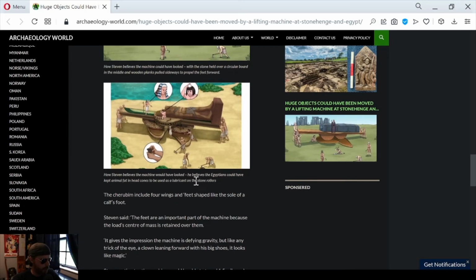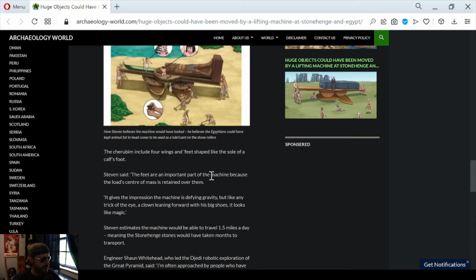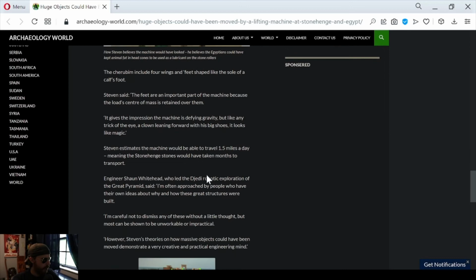The cherubim include four wings and feet shaped like the sole of a calf's foot. Stephen said the feet are an important part of the machine because the load center of mass is retained over them. It gives the impression the machine is defying gravity, but like any trick of the eye, a clown leaning forward with his big shoes, it looks like magic.